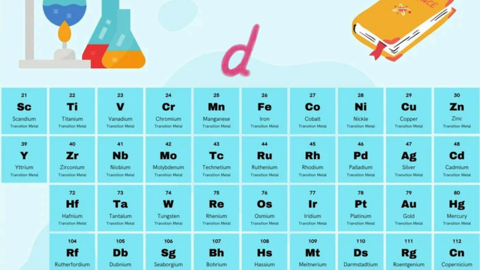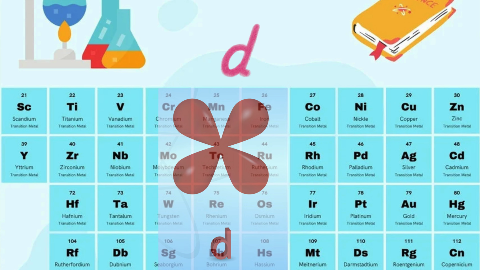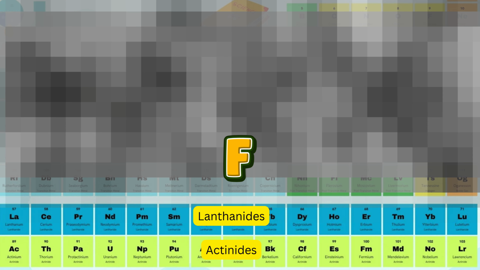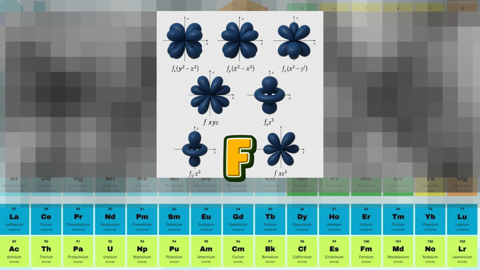These are the transition metals in groups 3 to 12, sitting right in the center. Their electrons fill the D orbital. And fourth, the F block. It contains the lanthanides and actinides in the 2 separate rows at the bottom, filling the F orbital.